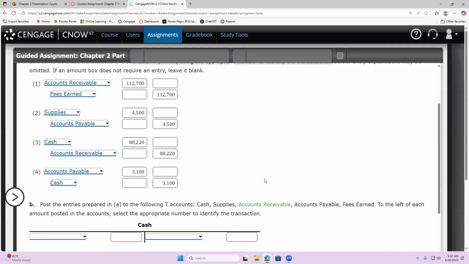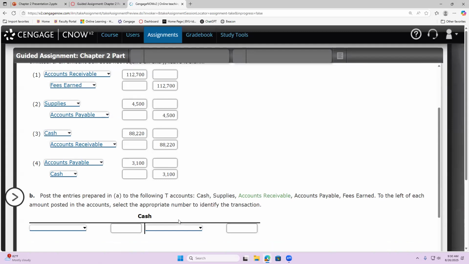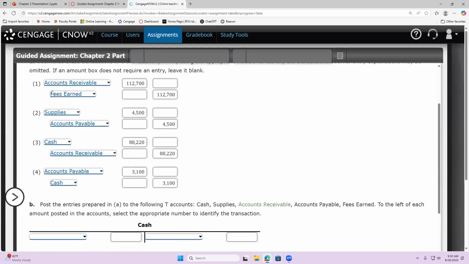Now we're supposed to post our entries into these T accounts. So if we look at just the cash T account, what we're going to do is look through these entries and see where we did cash. It looks like we debited cash on entry 3 and we credited cash on entry 4. So I'm going to put 3, which shows a debit of 88,220, and 4, which shows a credit of 3,100.